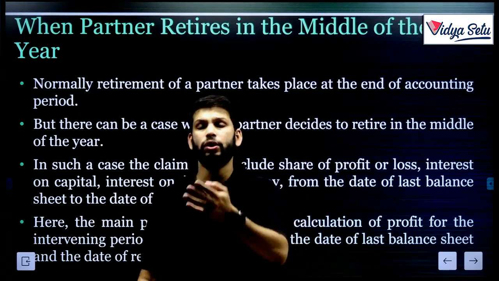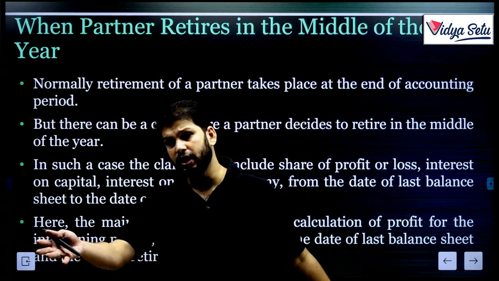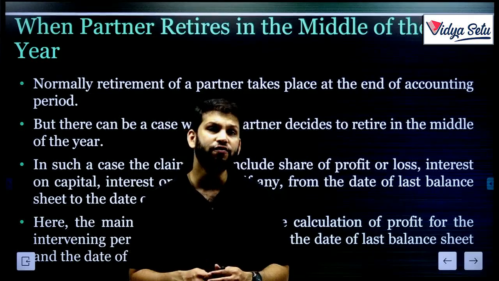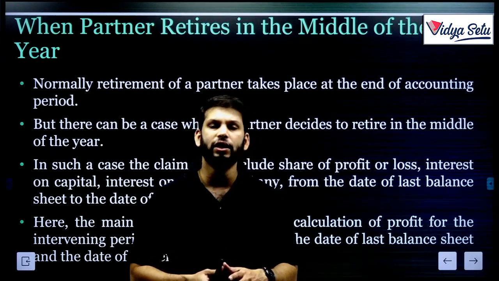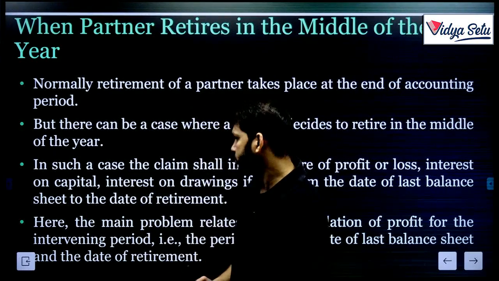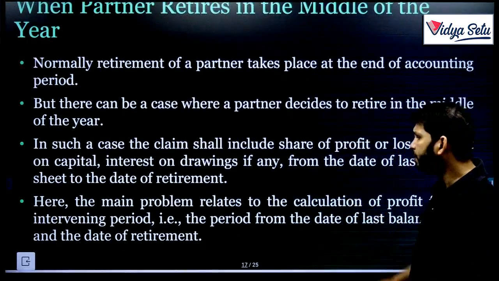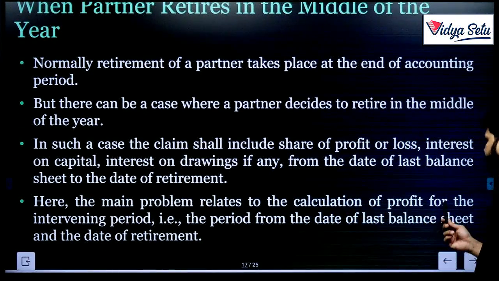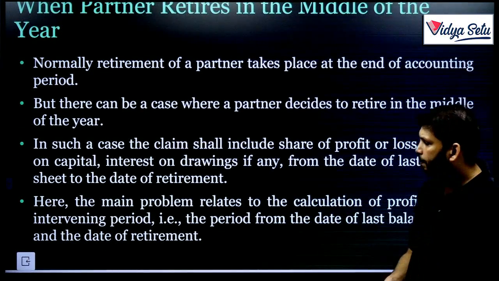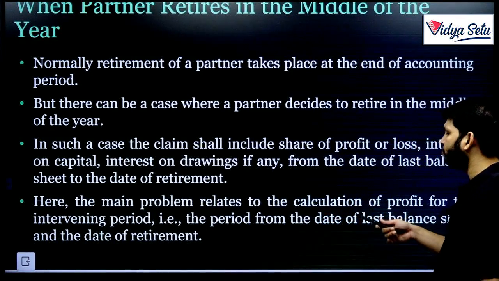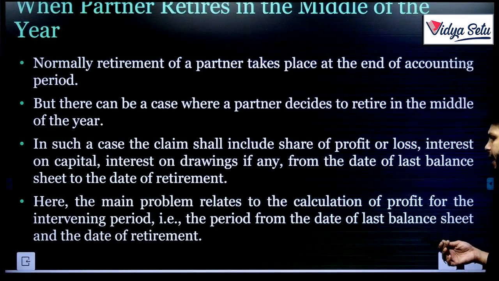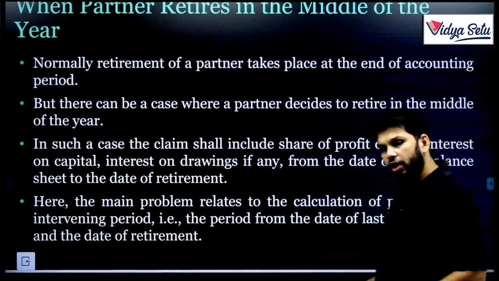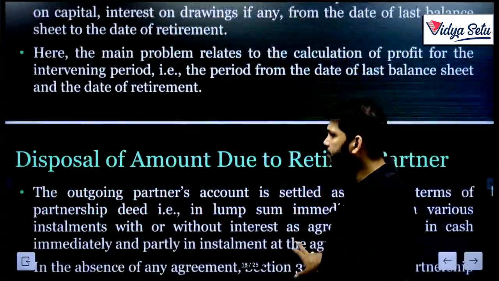If the firm owes to him, the firm will give. If he has to give money to the firm, that will be debited from his capital account. Here, the main problem relates to the calculation of profit for the intervening period, that is the period from the date of the last balance sheet to the date of retirement. So what will happen?